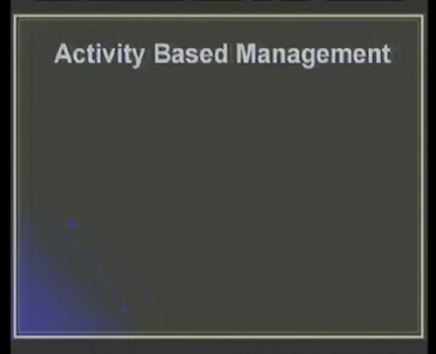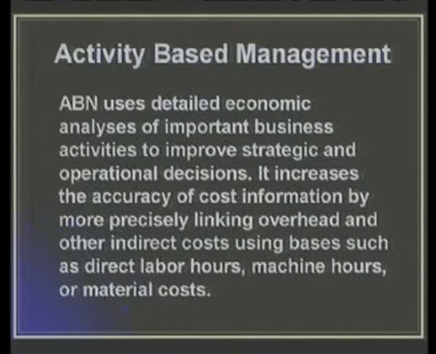First, we are discussing activity based management. This uses detailed economic analysis of important business activities to improve strategic and operational decisions. It increases the accuracy of cost information by more precisely linking overhead and other indirect costs using bases such as direct labor hours, machine hours, or material costs.